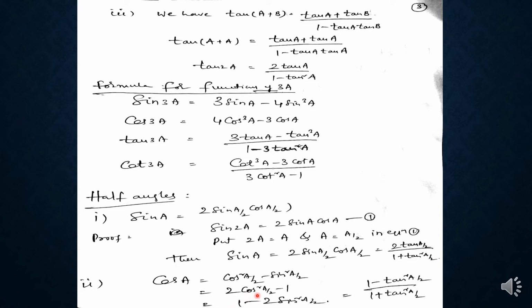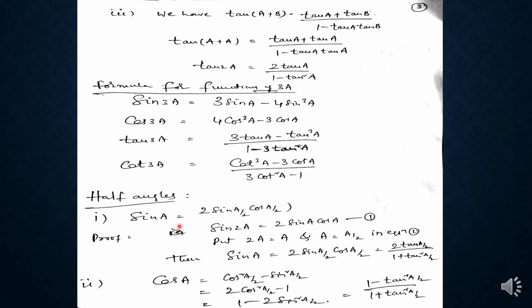And in terms of only cos A by 2, cos 2A is equal to 2 cos square A minus 1. If we put 2A is equal to A, that is cos A is equal to 2 cos square A by 2 minus 1. And cos 2A is equal to 1 minus 2 sin square A. If we put A is equal to A by 2, cos A is equal to 1 minus 2 sin square A by 2. And in terms of tan A by 2, that is 1 minus tan square A by 2 by 1 plus tan square A by 2.